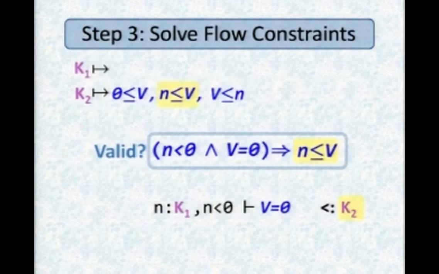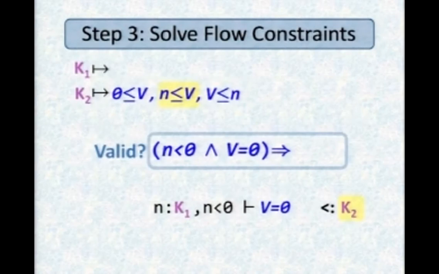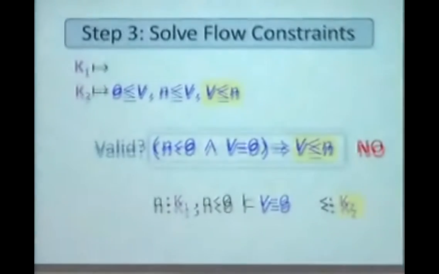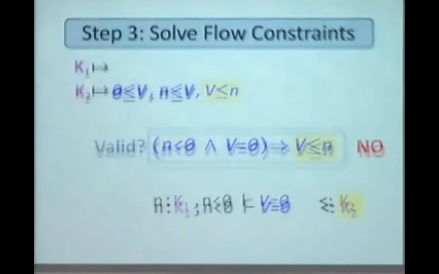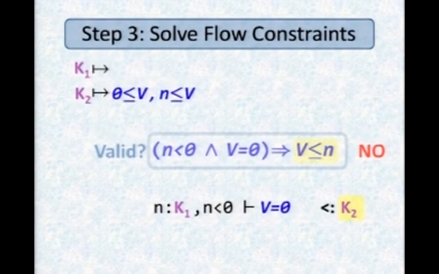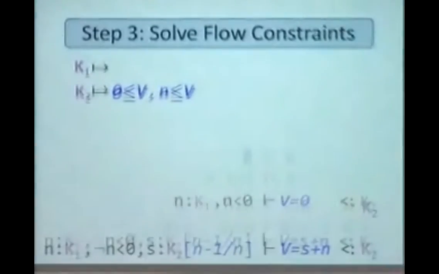What about value is greater than n, or n is less than value? Well, n is less than 0. Value is equal to 0 implies value is greater than n. So this one also, yes. And finally, what about value less than n? You plug it in, and this time the theorem prover says absolutely not. n is negative, value is equal to 0. This doesn't make any sense. The implication doesn't hold, and so it nukes that one. So you make a pass over this constraint, and you're left with these two.